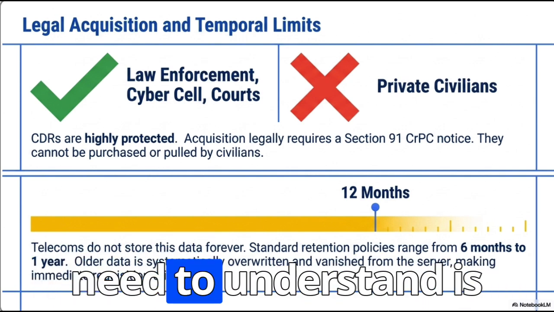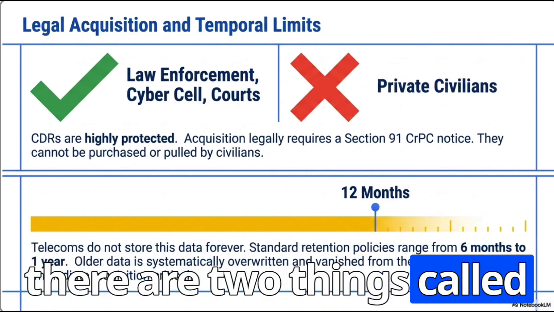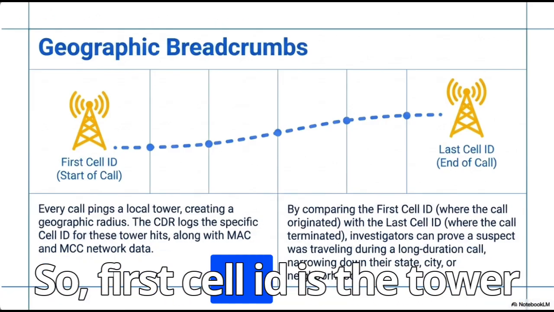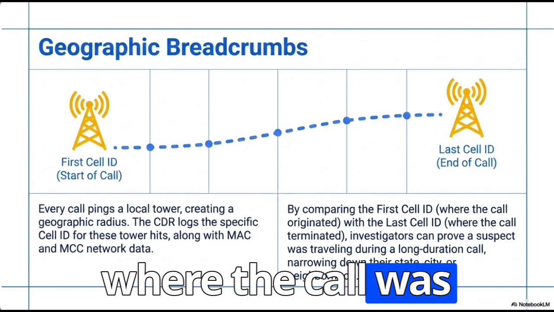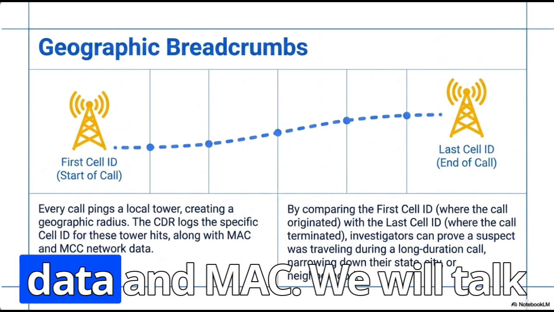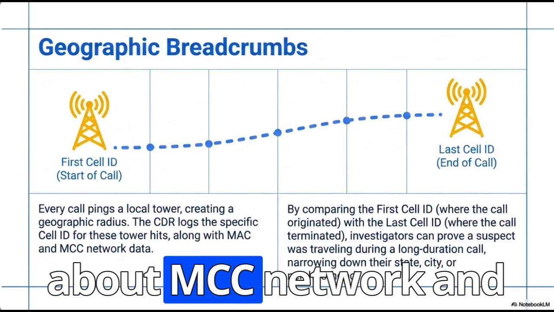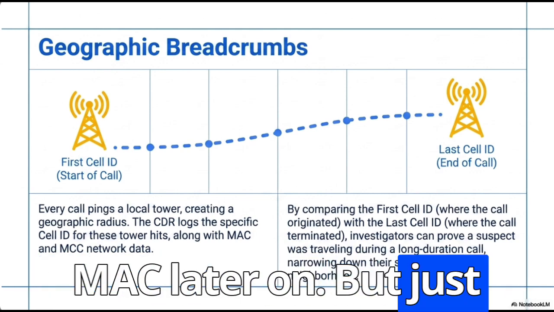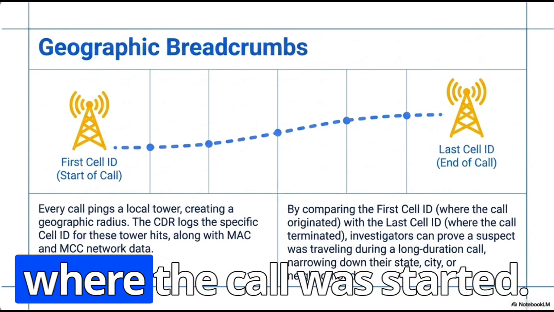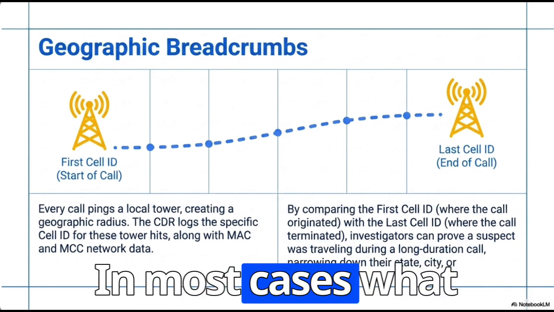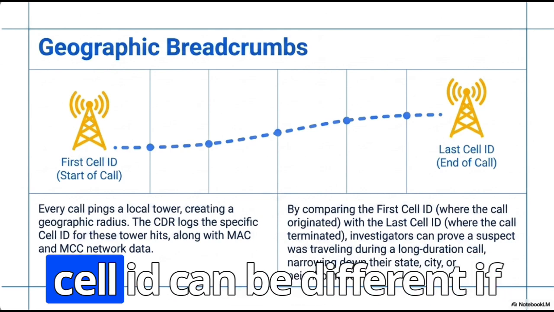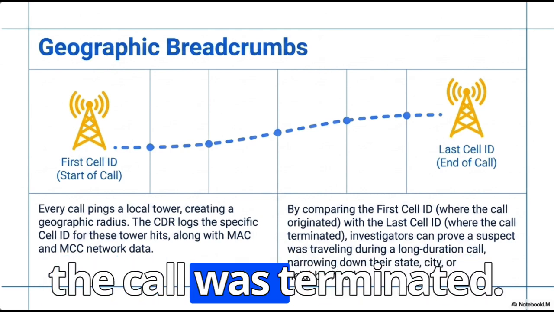Now one more thing you need to understand is there are two things called first cell ID and last cell ID. The first cell ID is the tower where the call was specifically initiated. It includes the MCC, network data and MAC. We will talk about MCC, network and MAC later on, but just understand that the first cell ID is the tower location where the call was started. In most cases people just stay in that area, but the last cell ID can be different if the call was terminated elsewhere.